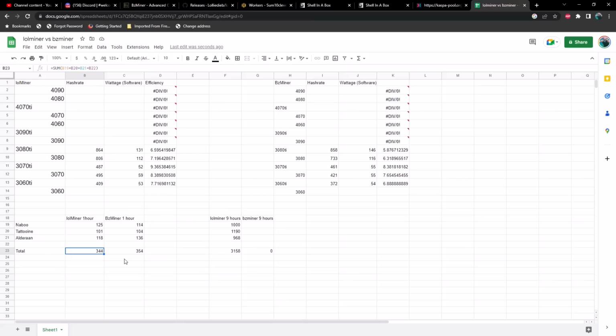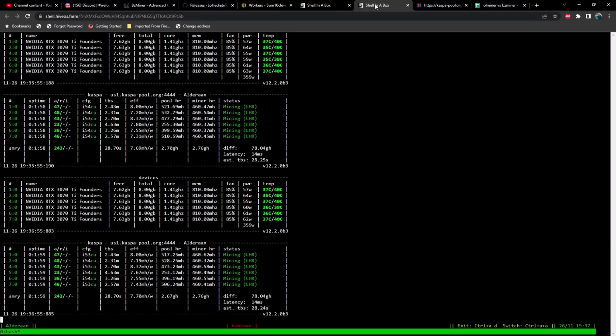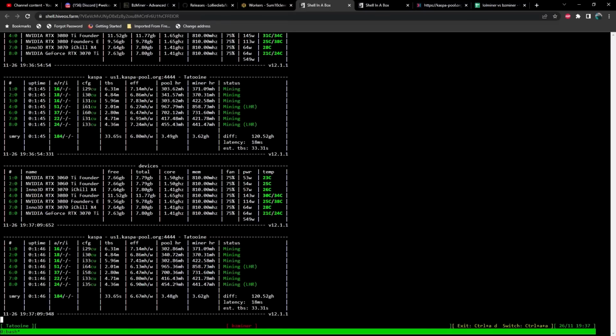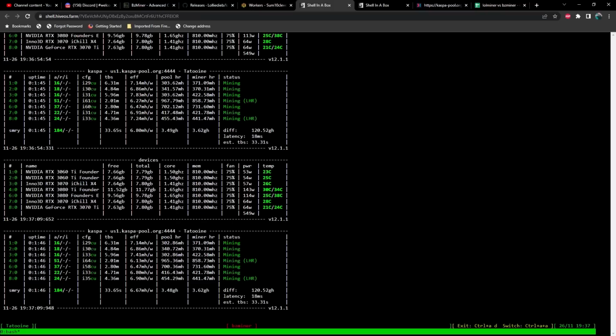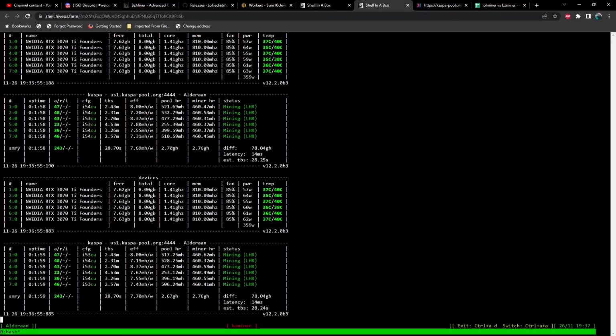Now, I did let lolMiner run overnight, so I got a full 9 hours of hash rate and shares. And I went ahead and listed those here. And currently, we're up to about 2 hours on BzMiner. So I'm going to let this run another 7 hours, and then we can get a better idea of where we're coming in at. But you can already tell, 7 mega hash per watt, 6 mega hash per watt, and 8.37, 8, 7.5. So we're very close as far as hash rate efficiency is concerned.